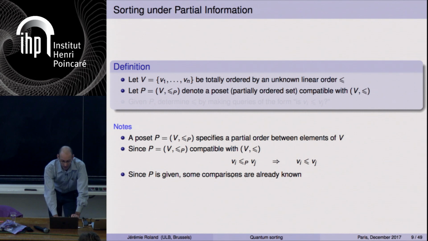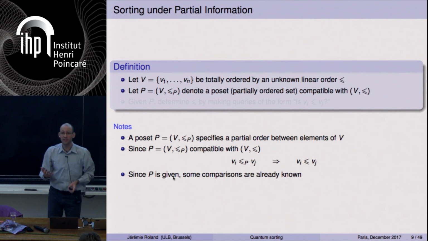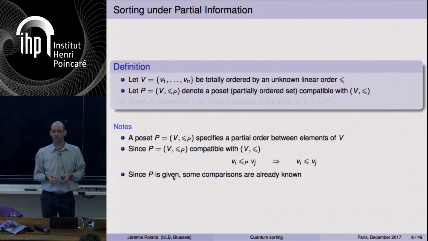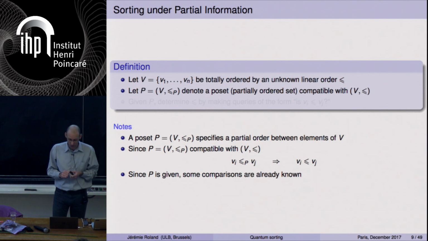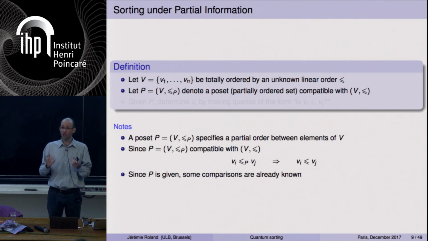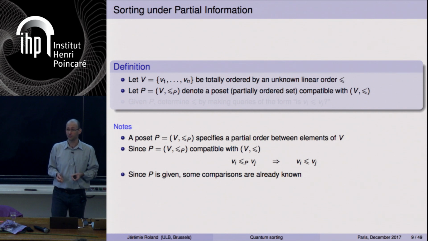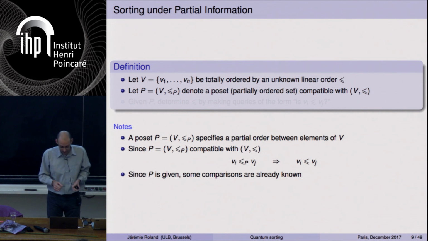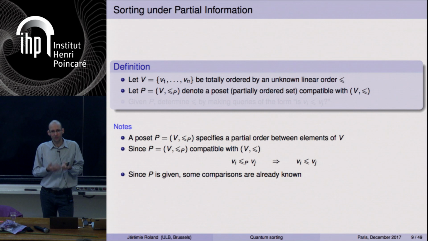So essentially what this means is that since this partial order P is given, you already know some of the comparisons. For some queries, you already know the answer. So it should make the problem easier. But on the other hand, it makes it harder to find an efficient algorithm because you shouldn't waste your time querying things that you already know.